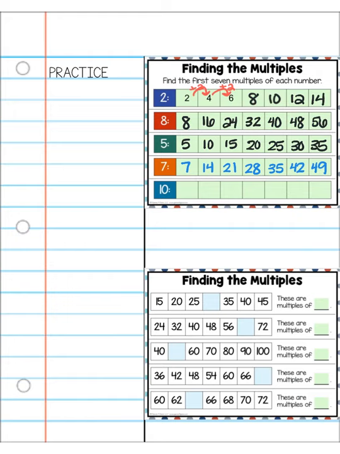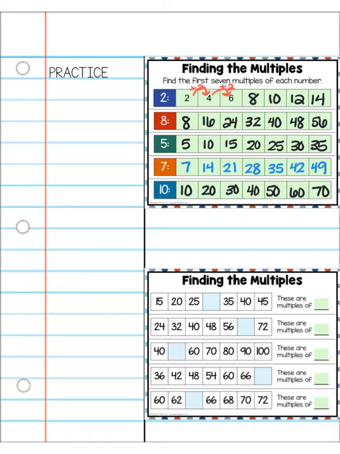Now I want you to do the same thing for the tens. So to find the multiples of 10, I'll start with 10, and I can easily just add 10 each time. To find the first 7 multiples of 10.